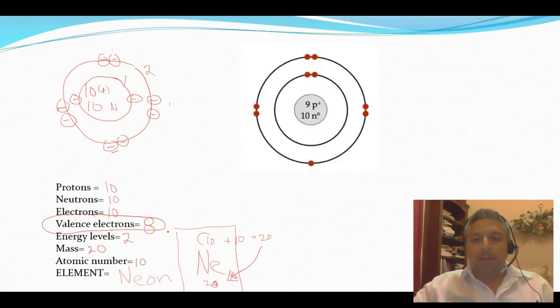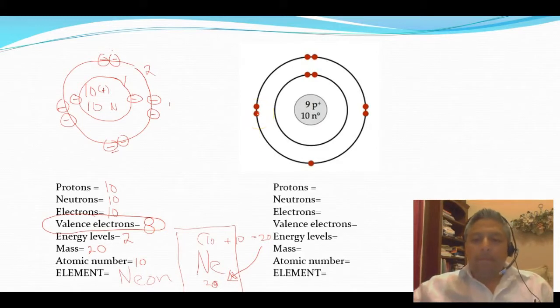We will move to the next one, and here we have protons, we got 9. Neutrons, we got 10. Electrons, we have 2, 4, 6, 8, and 9. Valence electrons, remember those are the ones on the outer shell. This is the outer shell. So we got 2, 4, 6, and 7. Valence electrons are 7. Remember, those are the ones on the outer shell only.